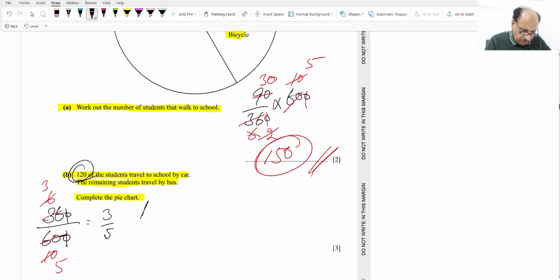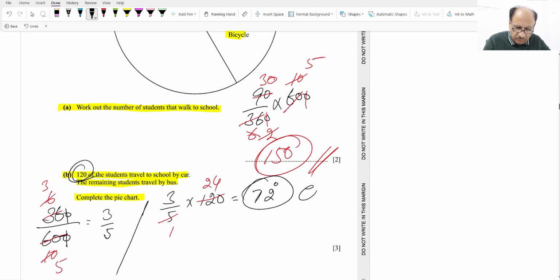So we can multiply 3 by 5 into 120, and this will be cancellation. So 5 ones are 5, 5 twos are 10, and 5 fours are 20, and then 3 into 24 will be 72. 3 fours are 12, and 3 twos are 6 and 7. So it will be 72 degrees.